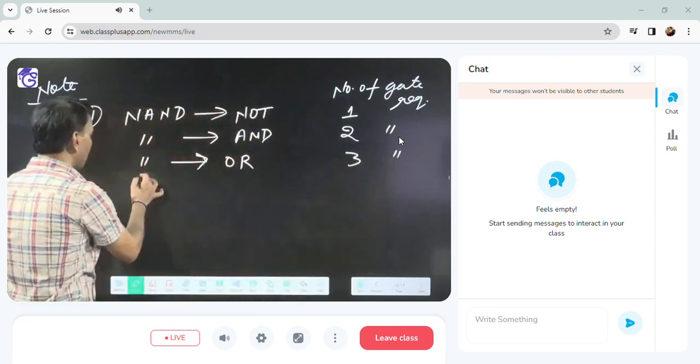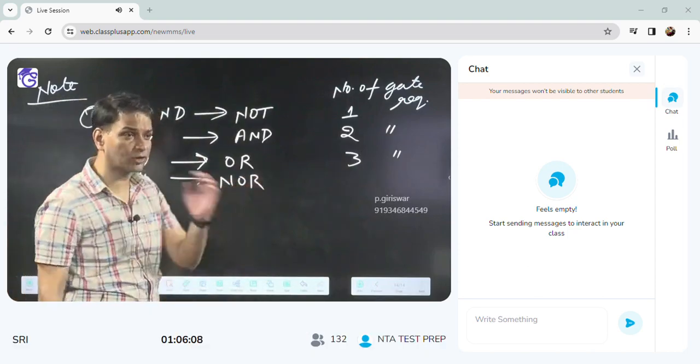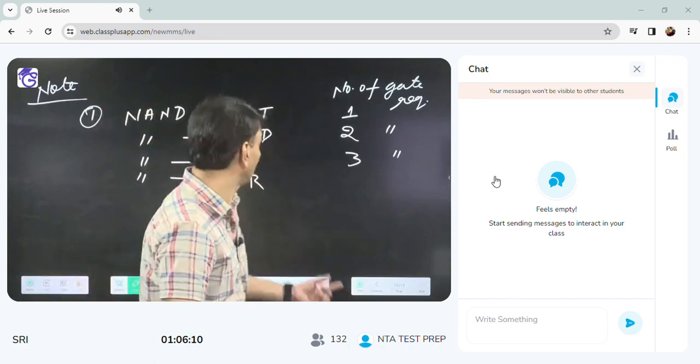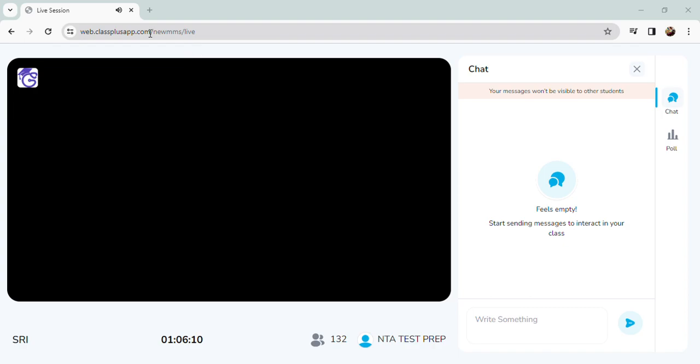Now NAND to NOR, one universal to the other universal. Up to the OR, I use 3 gates. But now I need NOR, so one extra gate is required for NOT. So how many gates are required? 4. One universal to the other universal: 4.